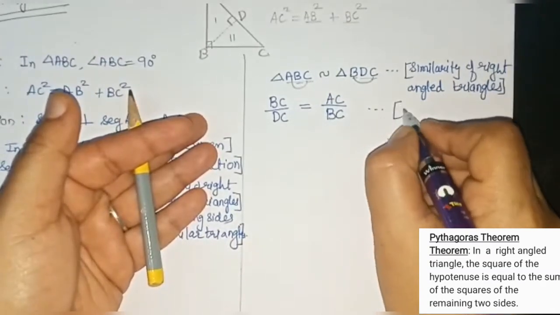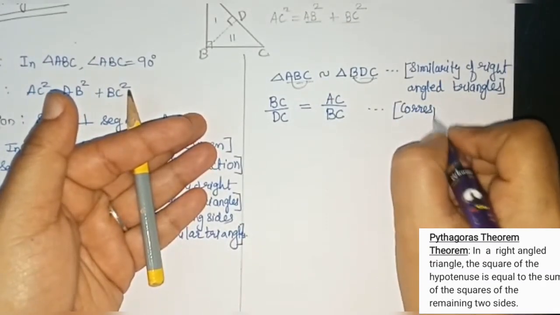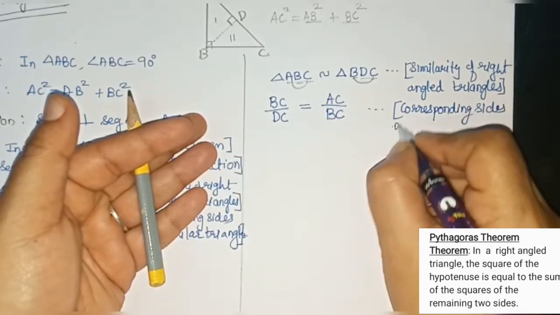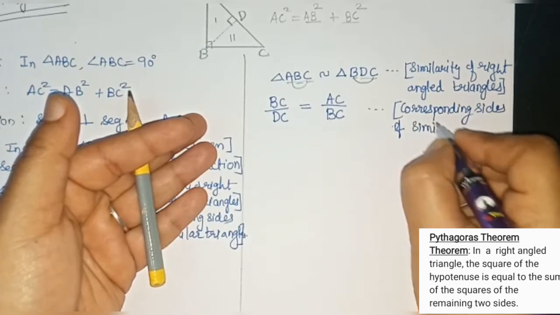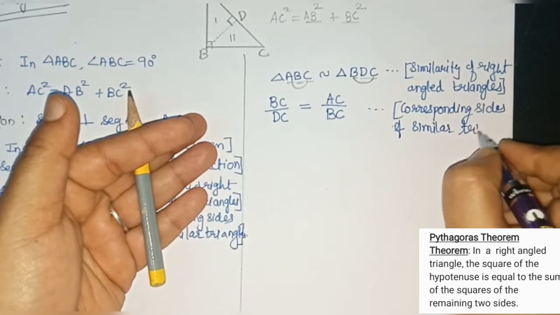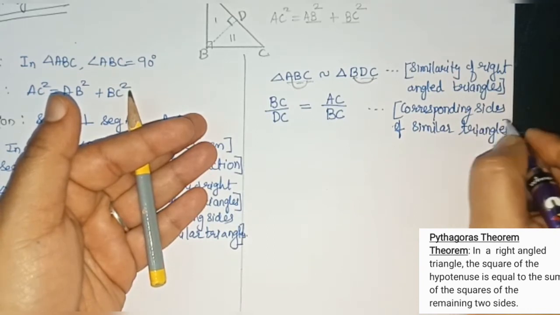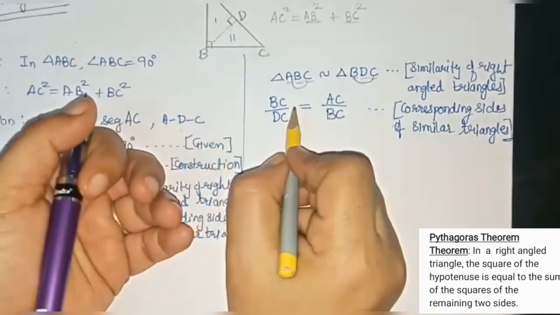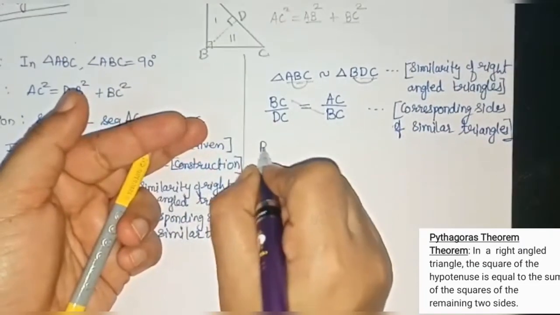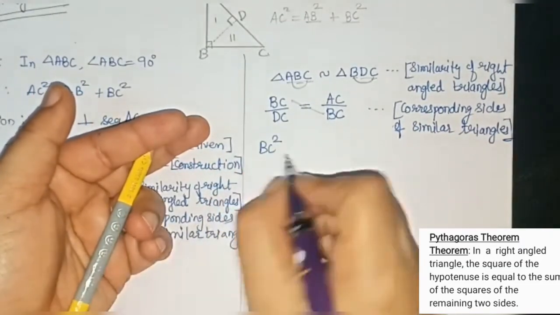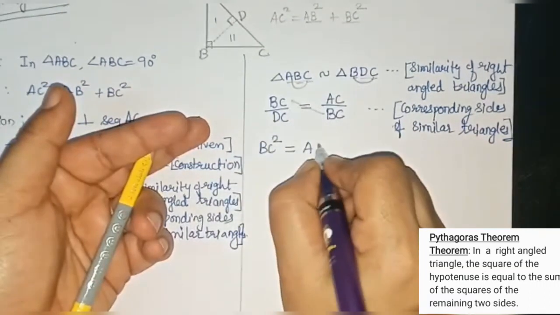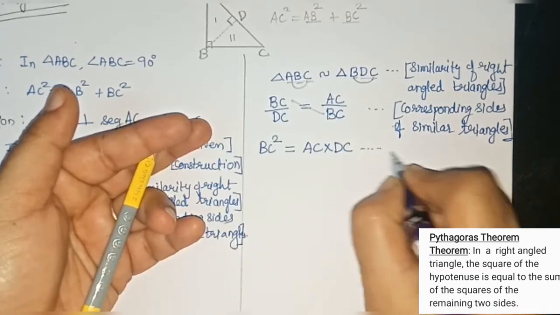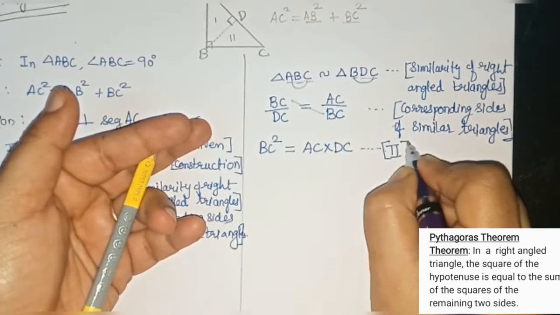So the reason here is corresponding sides of similar triangles. Okay, now let us do the cross multiplication. By cross multiplication we will get BC square is equal to AC multiplied by DC. This is by cross multiplication. Let us name this statement as statement number 2.